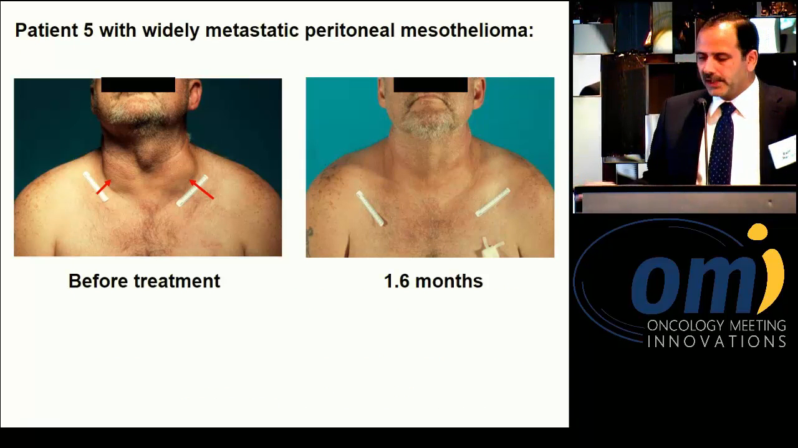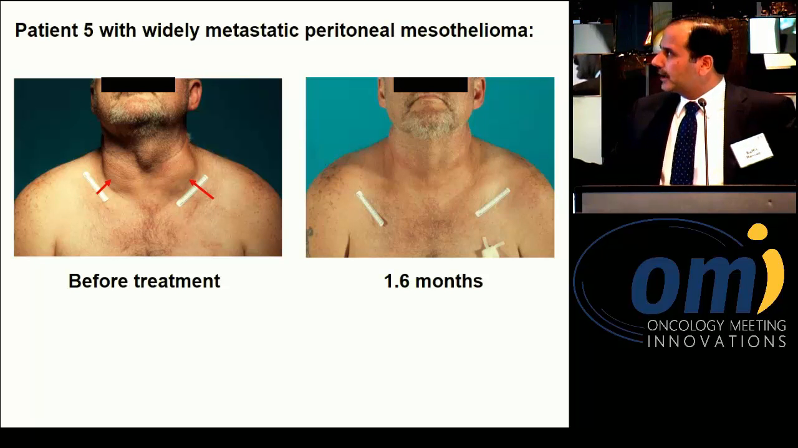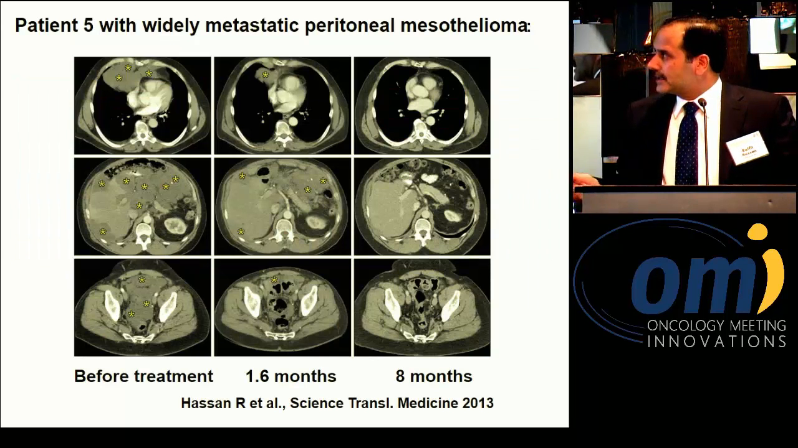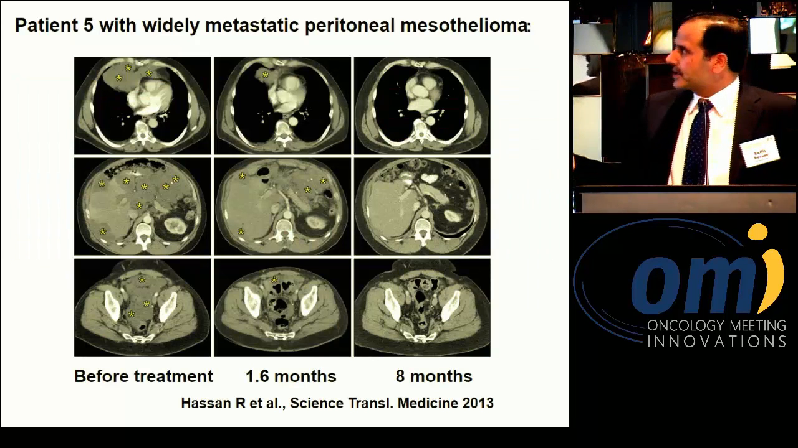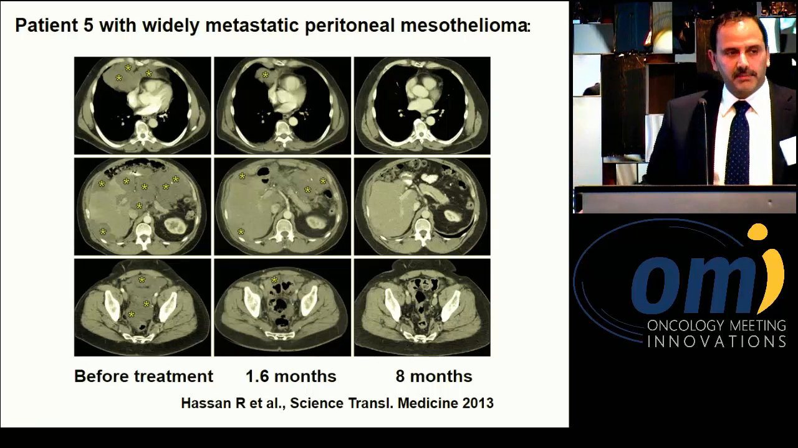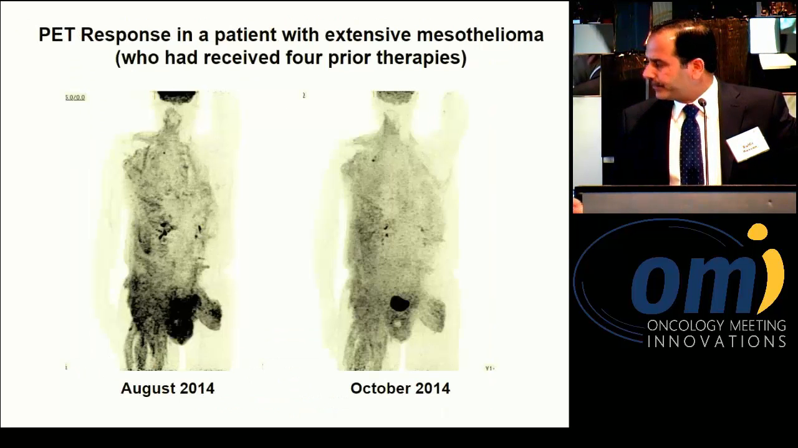This was one of my patients who had a widely metastatic peritoneal mesothelioma. You can see a bulky supraclavicular node, which went down after just 2 cycles of therapy. This is the same patient, with extensive disease in the chest, abdomen, and pelvis. This is at 1.6 months showing dramatic reduction, and this is at 8 months. The patient died at 2.5 years from an unrelated infection.